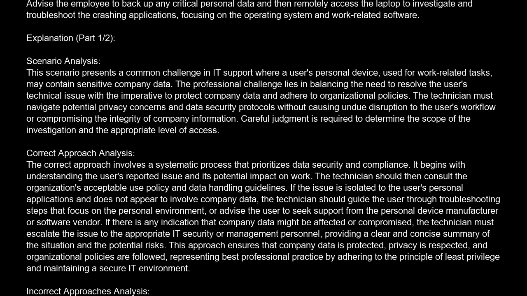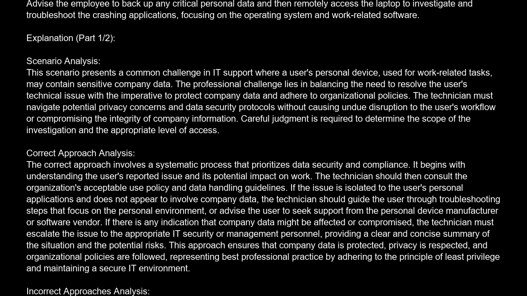Correct approach analysis. The correct approach involves a systematic process that prioritizes data security and compliance. It begins with understanding the user's reported issue and its potential impact on work. The technician should then consult the organization's acceptable use policy and data handling guidelines. If the issue is isolated to the user's personal applications and does not appear to involve company data, the technician should guide the user through troubleshooting steps that focus on the personal environment, or advise the user to seek support from the personal device manufacturer or software vendor.